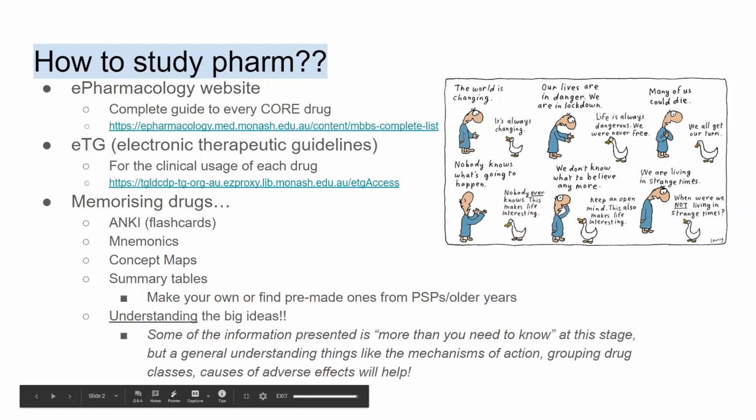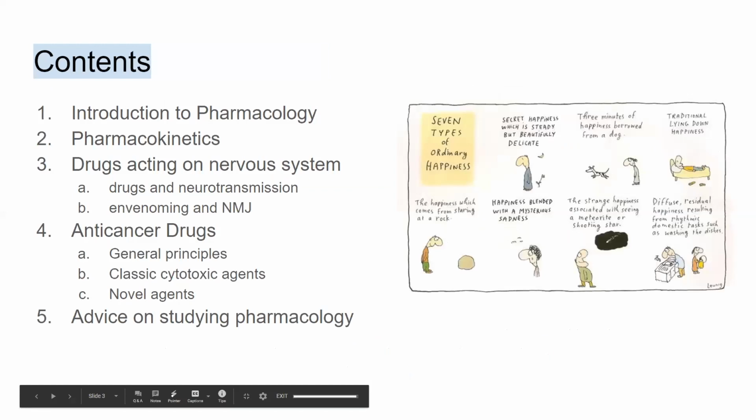But I really want to emphasize that you should understand the big ideas before you get into memorizing. A lot of the information you're presented with is more than you need to know. But having a general understanding of things like the mechanism of action, grouping drug classes, and understanding why adverse effects happen will really help in the long term and short term in terms of memorizing the drugs. Yeah, that's all I have to say. I'll pass on to Malika.